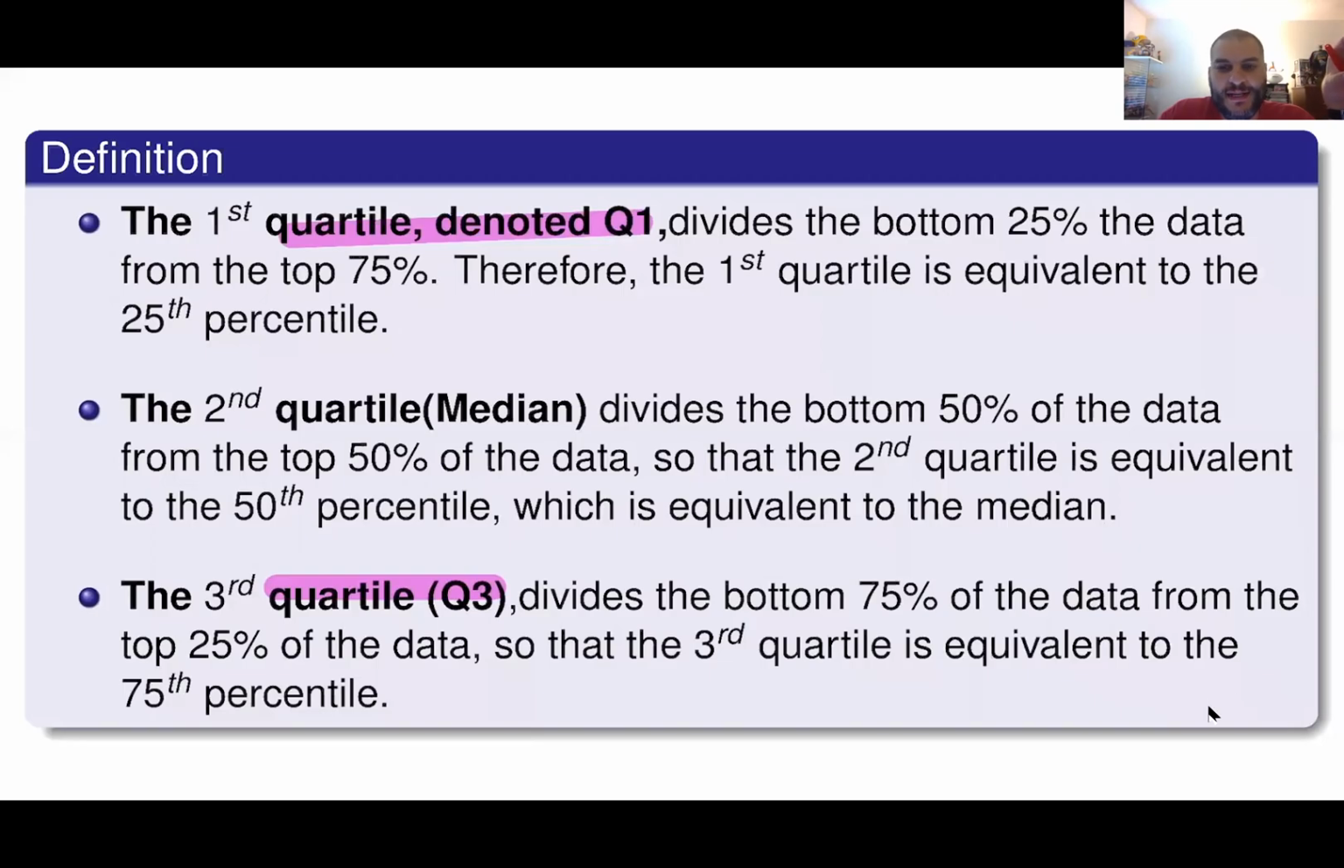Smaller 25% and the bigger 75%. Then we have quartile 3. Quartile 3 is breaking up the bottom 75% and the top 25%. So that's how quartile 1 and quartile 3 work: essentially just dividing the data set into quarters.